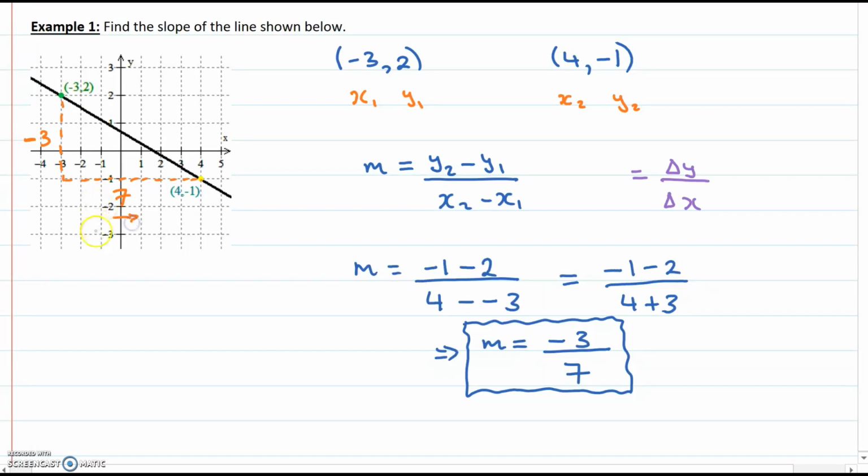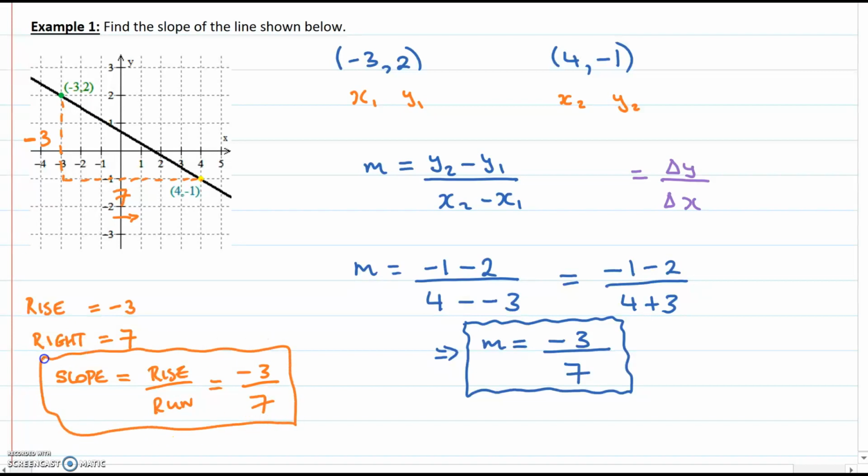Okay, so we came down 3. Sorry, that's the rise. Beg your pardon. The rise is -3. The run is how far you move towards the right. Okay, and we moved 7 steps towards the right. Okay, 7 squares towards the right. So the old slope formula, rise over run, would be -3 over 7. So that would work as well.